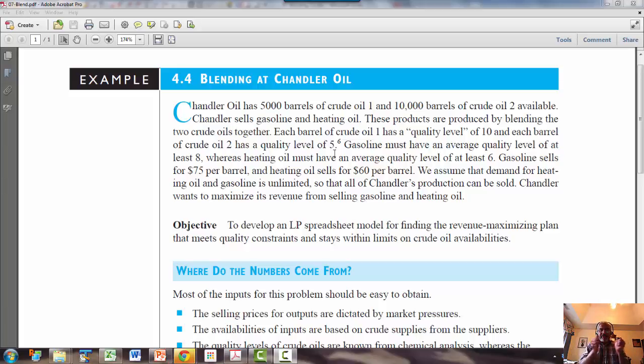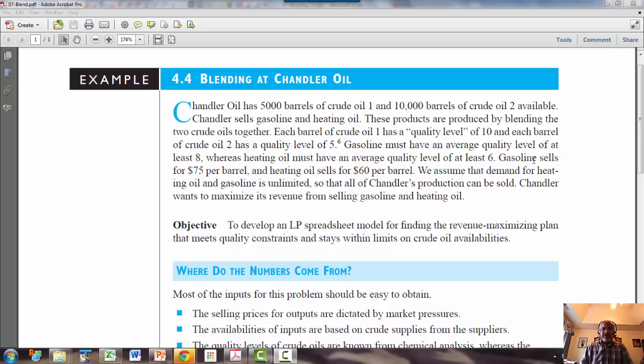Now when we mix the two crude oils to produce products, in this problem we're going to make an assumption that there will not be any blending loss. In other words, if you mix one barrel of crude oil 1 and one barrel of crude oil 2 to produce gasoline, then you get 2 barrels of gasoline. In practical terms, when we mix, there may be production losses, but we won't consider those in this example. And we are producing gasoline and heating oil.